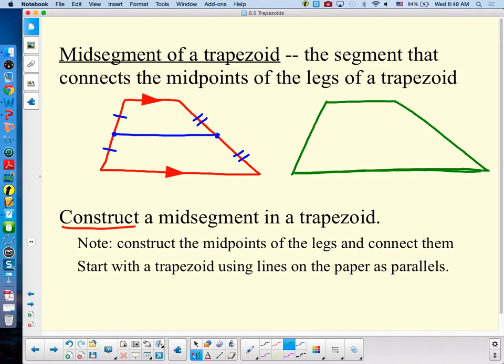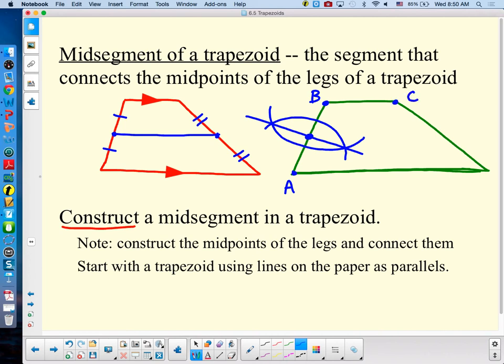Okay, now you need to do the midpoint of the legs. So using point A and B, go from A, make the arc that is more than half of the length of segment AB. Now don't change your compass. Pick it up and go to point B and do that same arc. When you connect these two intersection points, you will be finding the midpoint of side AB. So that's the midpoint of one leg.